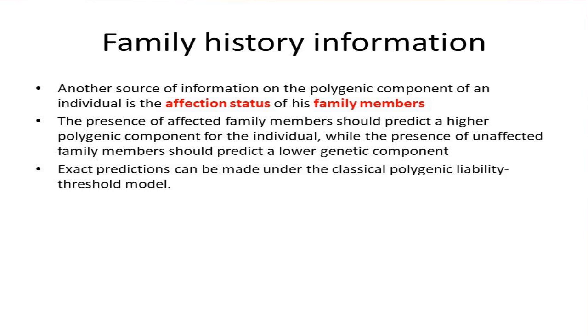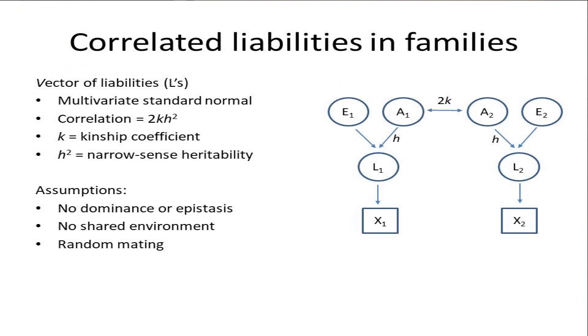And in addition to the polygenic scores, another source of information on the polygenic component is family history, the affection status of family members. And in order to make these exact predictions, we need to assume a model. The classical polygenic liability threshold model provides such a model.